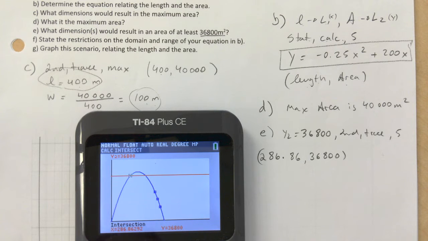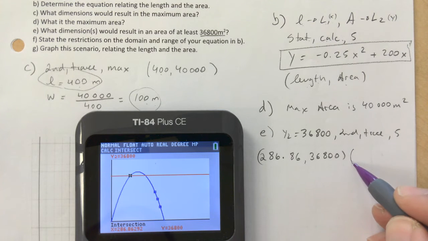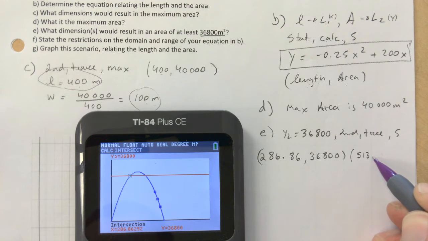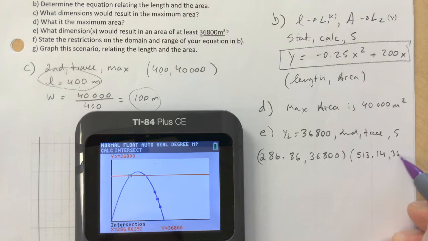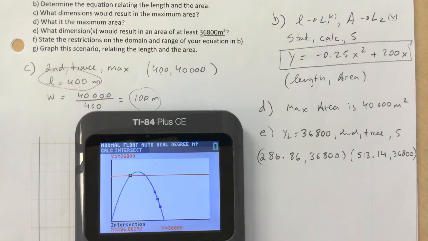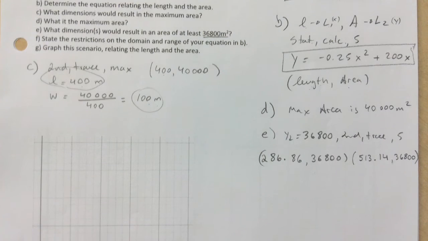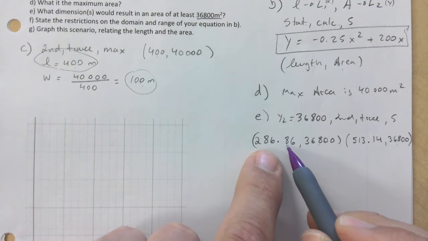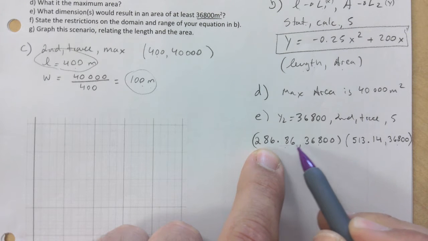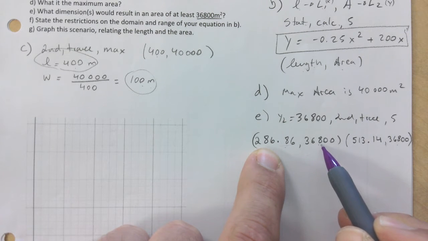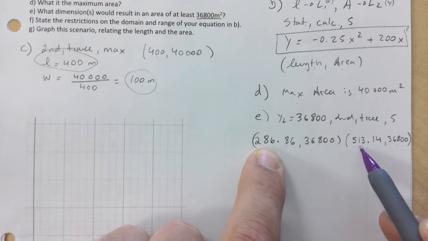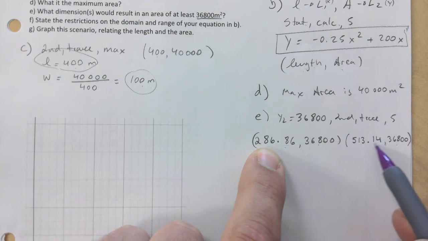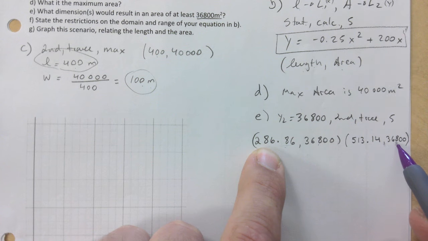Yeah, okay. And then the second one is going to be 513.14, 36,800. Okay, so that's there. So what am I looking at here? Well, there are two instances. So this, if I had a length of this, I would have an area of at least 36,800. On the other hand, if I had these dimensions, a length of this, I would also be 36,800 or bigger.